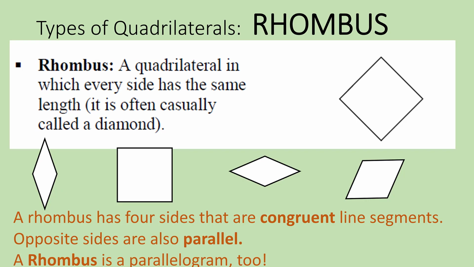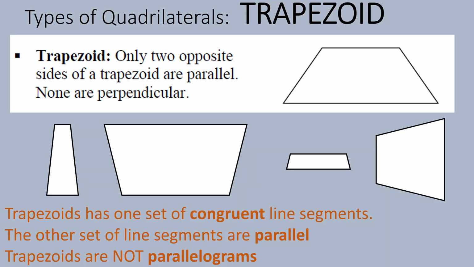A rhombus is similar to a square, similar to a parallelogram. It can be a square that's on its side. It can be like a parallelogram that has all congruent sides. The key with the rhombus is that all the sides are the same length, so all of the sides are congruent. A trapezoid has two congruent sides and then two sides that are parallel.